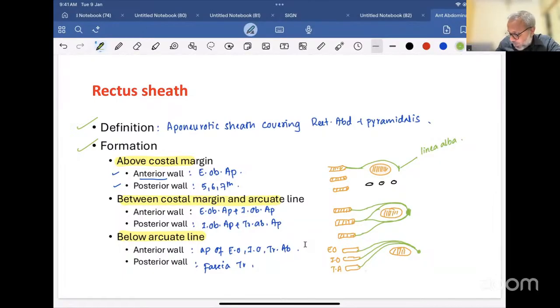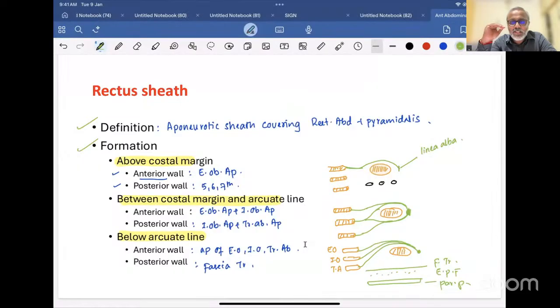The posterior wall is formed by the fascia transversalis, below which we have the extraperitoneal fat, right? Extraperitoneal fat, and we have the parietal peritoneum. So this is how the rectus sheath is formed below the level of the arcuate line.